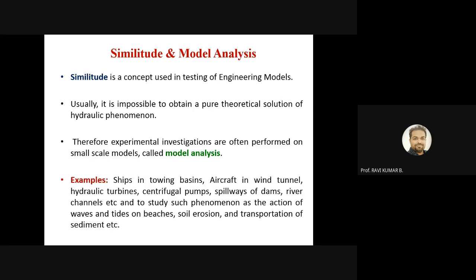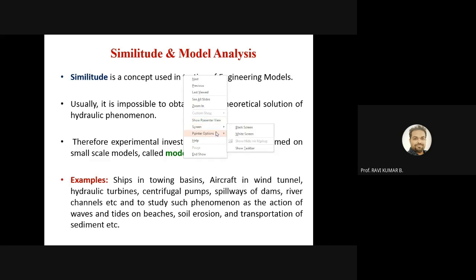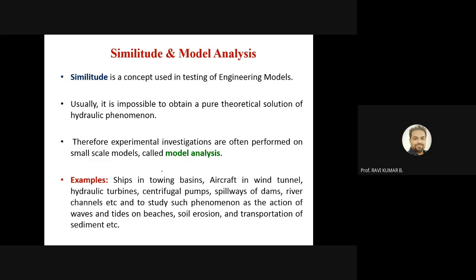So for example, if we consider ships in towing machines, when we are carrying out the flow analysis or going to find out the behavior of the ship, we cannot put an exact ship size, a big size, into the wind tunnel or water. We have to reduce it to get a model. Like aircraft in wind tunnel, we cannot put a full-fledged aircraft, so we'll be using the model of it, right?